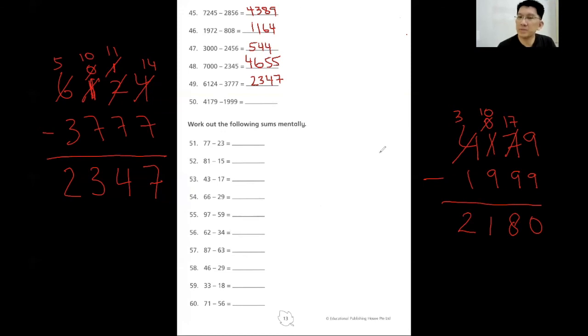So that's the answer for number 50. 4,179 minus 1,999 is 2,180. Okay, so that's number 50. I'm going to leave a moment for you to write down the answers.